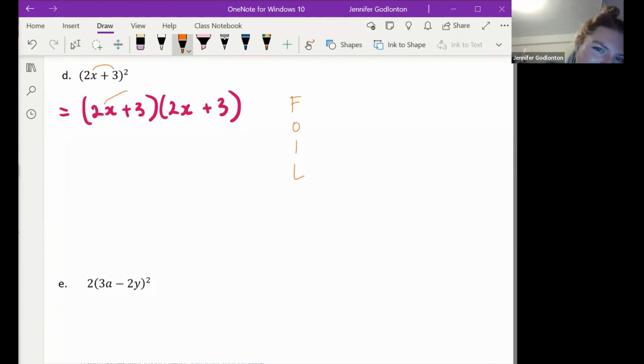Okay, first one, 2x times 2x gives us 4x squared. 2x times 3 gives us 6x. 3 times 2x gives us 6x. 3 times 3 gives us 9.